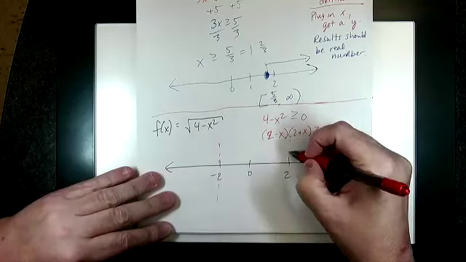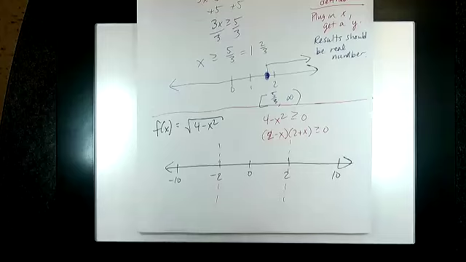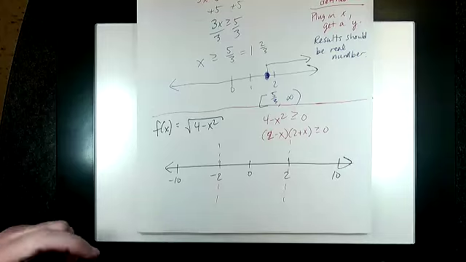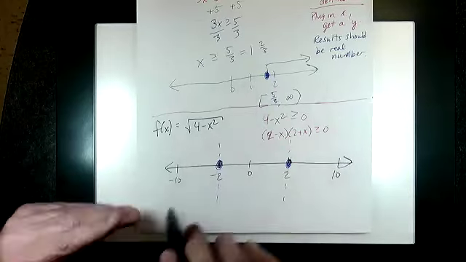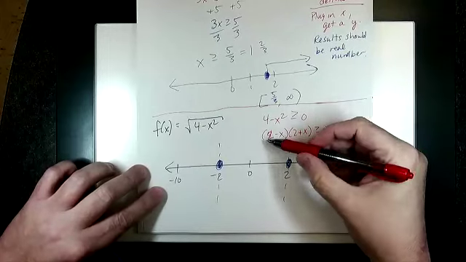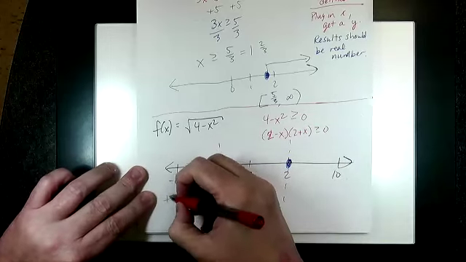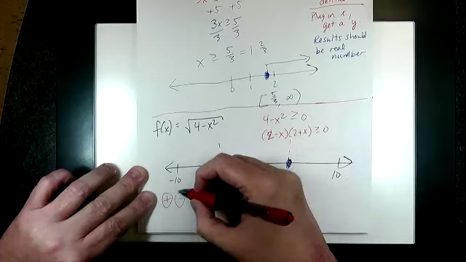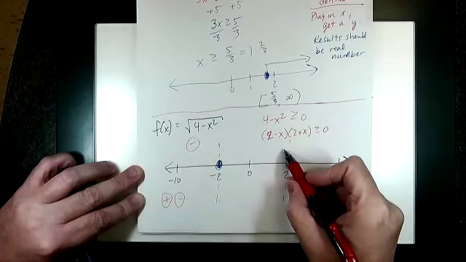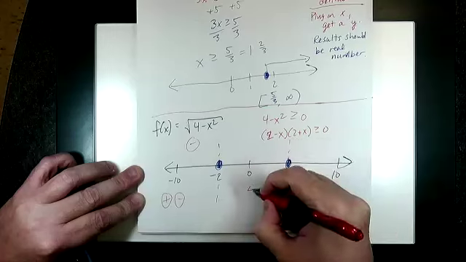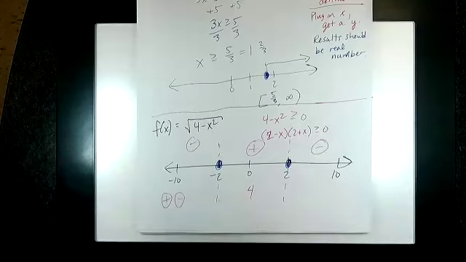Test regions. We'll test 0, -10, and 10. We can include the -2, so we'll put circles on them, fill them in. If we stick in -10, 2 minus -10 is a plus, 2 plus -10 is negative. So this overall region is negative. And then if we stick in 0, it's 2 times 2 is 4. That's positive. And there we go, he's right.